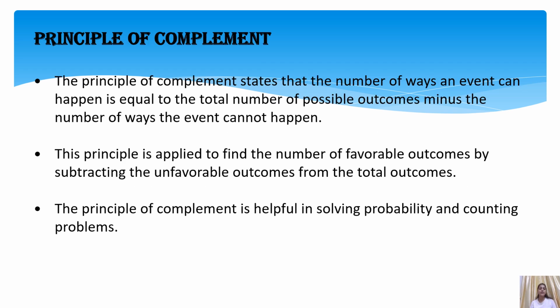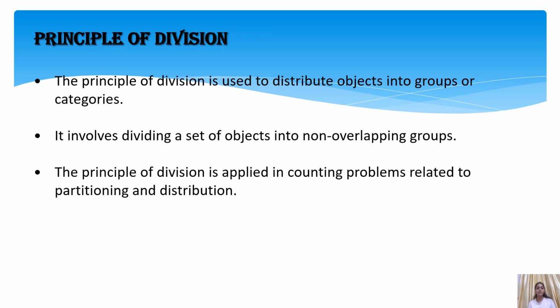The other one is the principle of complement. The principle of complement states that the number of ways an event can happen is equal to the total number of possible outcomes minus the number of ways the event cannot happen. This principle is applied to find the number of favorable outcomes by subtracting the unfavorable outcomes from the total outcomes. The principle of complement is helpful in solving probability and counting problems.